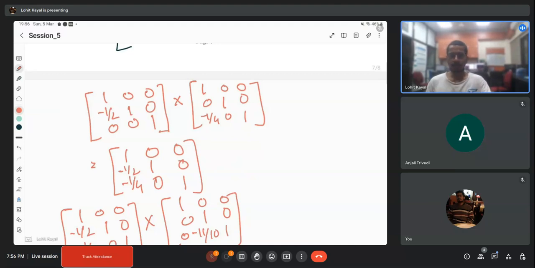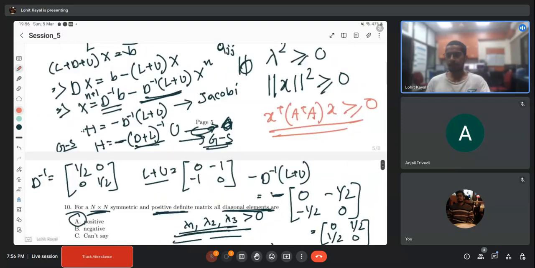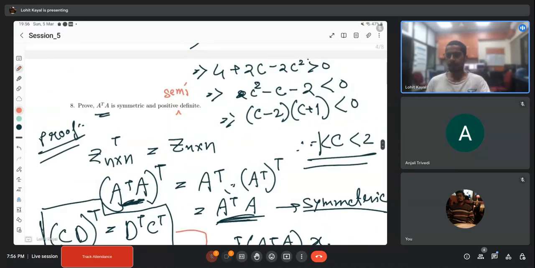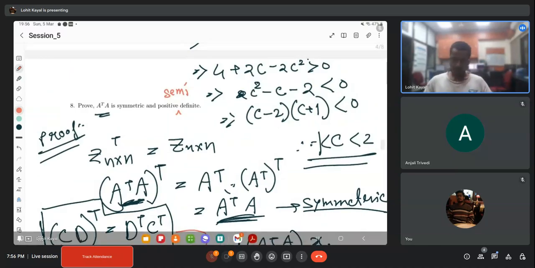So now I will start discussing the code. If I have time at the end, then I will solve another problem on this LU decomposition. So let's move on with code right now.